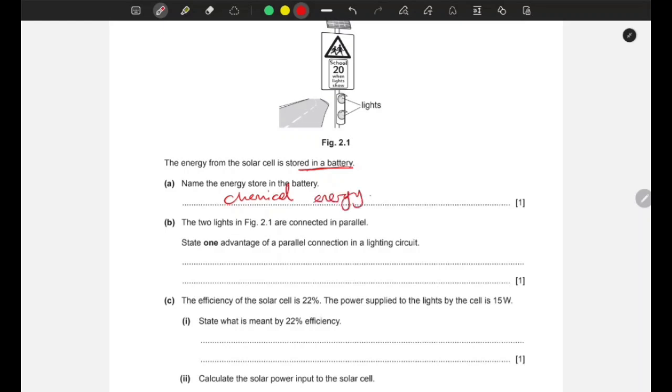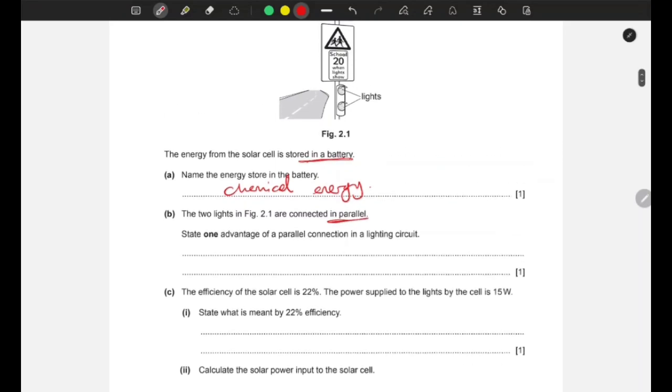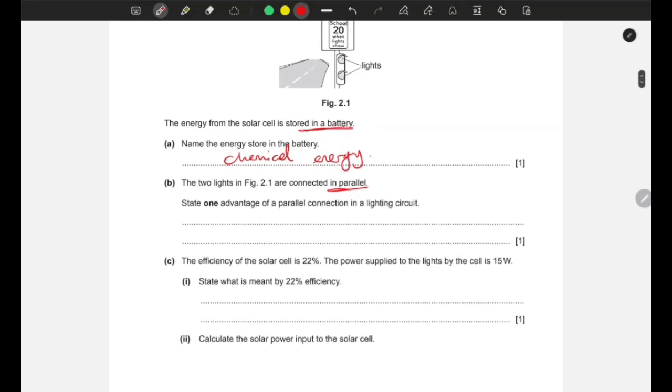Chemical energy. B. The two lights, figure 2.1, are connected in parallel. State one advantage of a parallel connection in a lighting circuit.